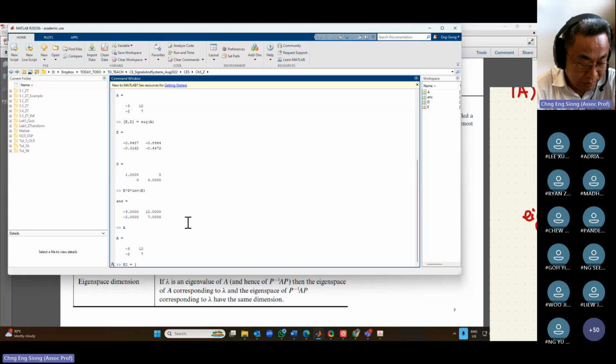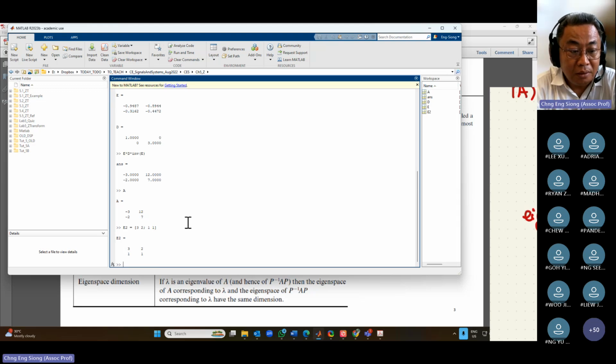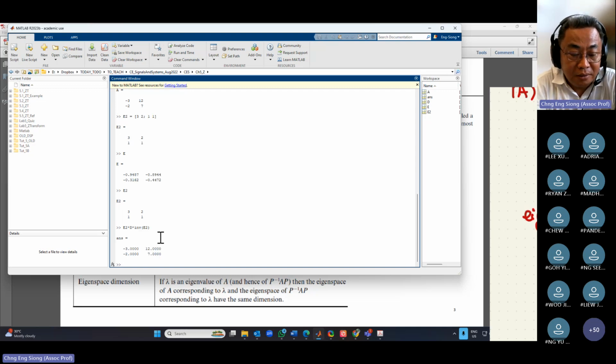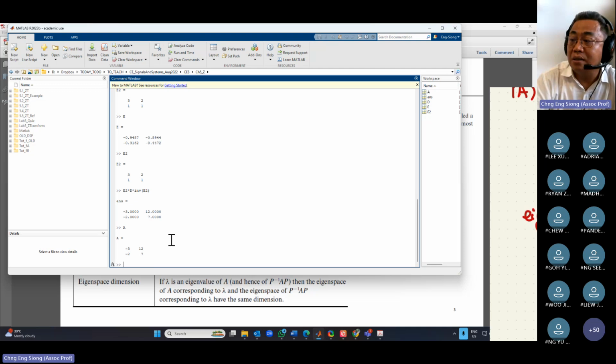My E2 is, what's my E2? 3, 2, 1, 1. Then compare E and E2. Totally different, right? But actually, they are the same eigenvectors. So E2 times D times the inverse of E2, the answer is the same as A. Voila. Again, this is to drill into our heads that eigenvectors are nothing but directional vectors. Okay?